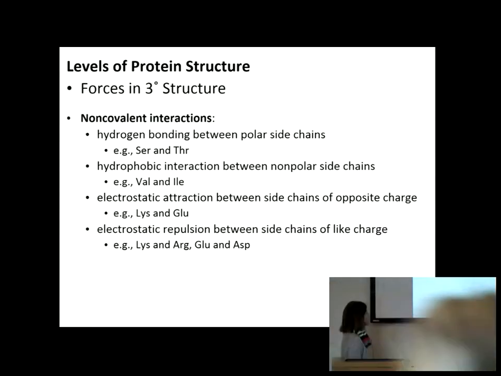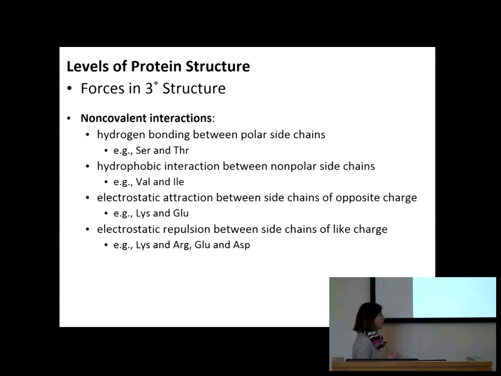Now, similarly, if you have two basic side chains that are positively charged or two acidic side chains that are negatively charged together, they're going to repel each other. So they're going to try to stay away from each other.